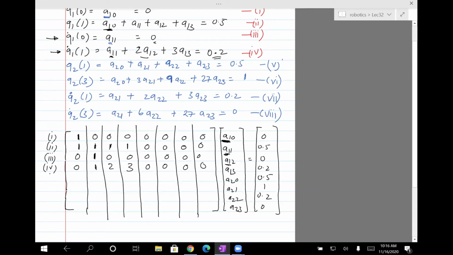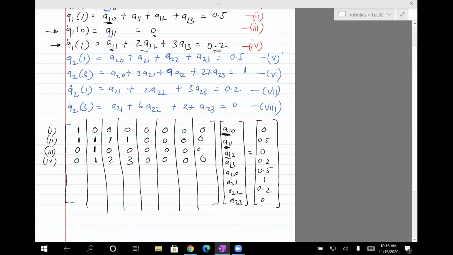Okay, let's do that for the second half. Second set of equations are 5 through 8. So again, if you notice, 5 through 8 have only constants for a2 to 0 and so on. So that's these elements. So the first four columns will obviously be 0. They do not really contribute anything to the second set of equations. So that makes it easy.